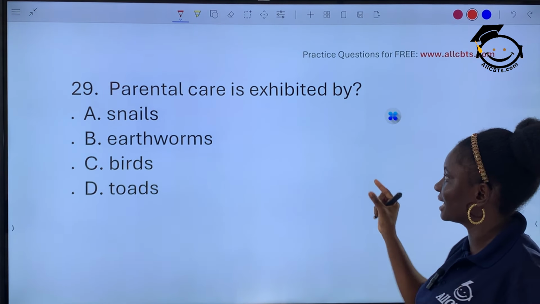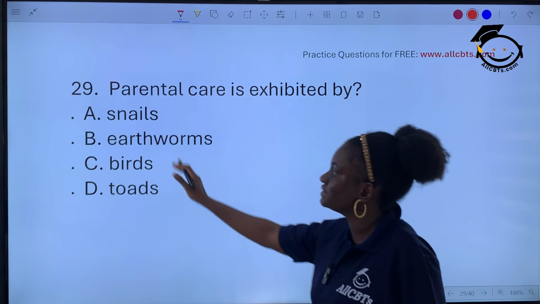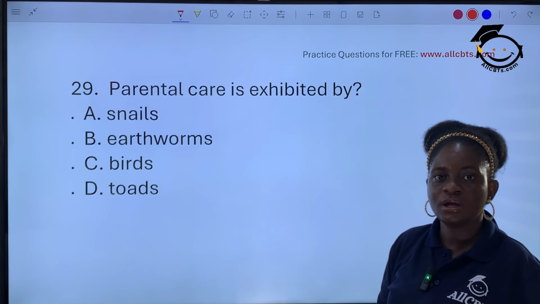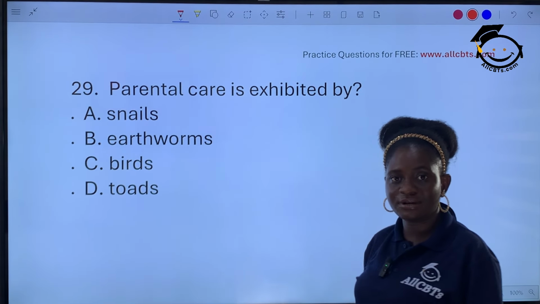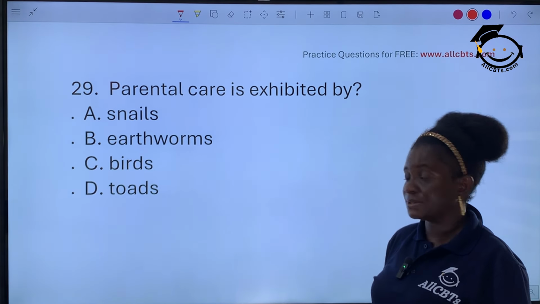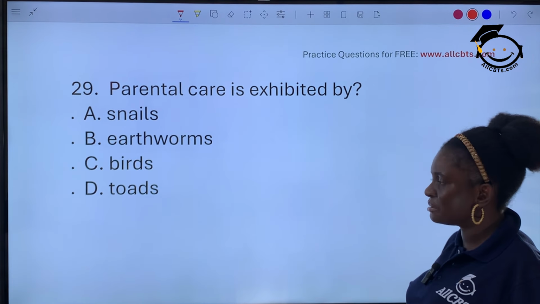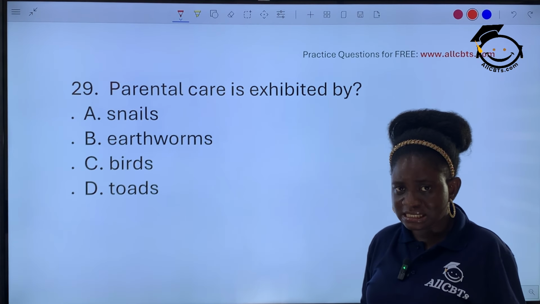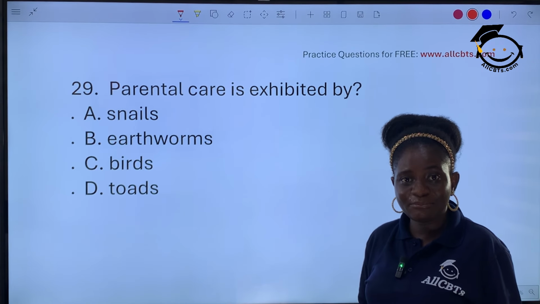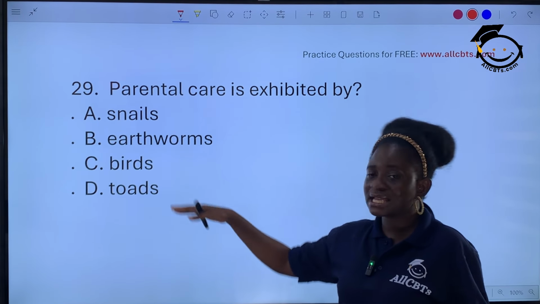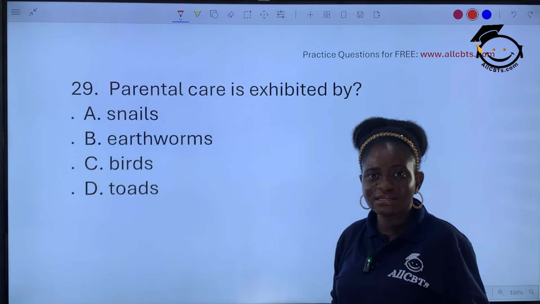Question 29. Parental care is exhibited by. So which of these animals care for their young ones? Care for their offspring, rather. Which of these animals? A, snail. Do snails really care like that? B, earthworms. Do they care for their babies? C, birds. Do the birds care? D, toads. Do they really care?